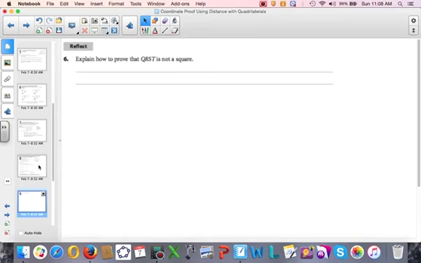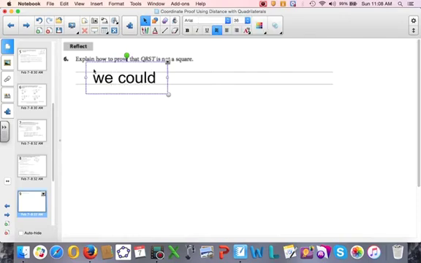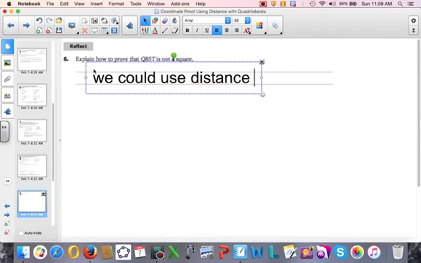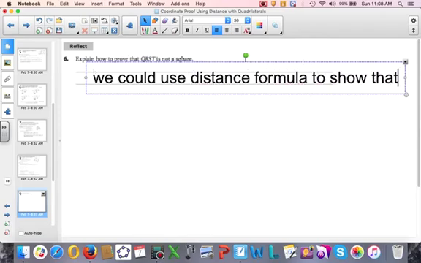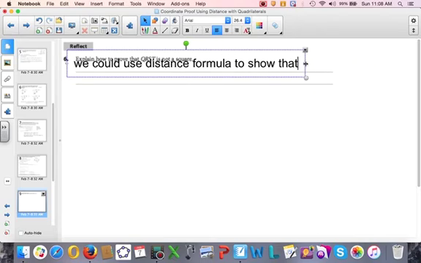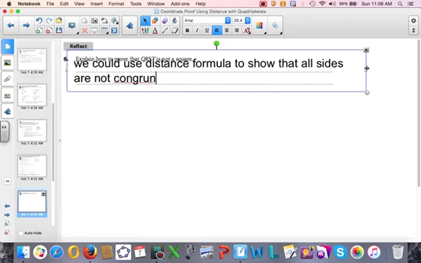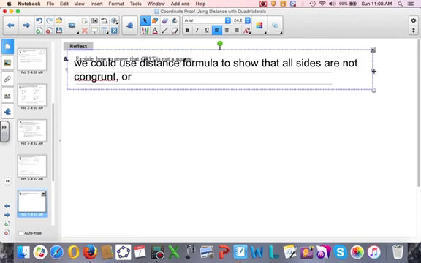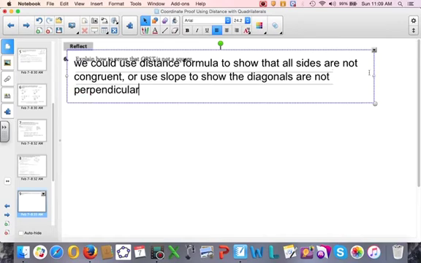How would we prove that QRST is not a square? We could use distance formula to show that all sides are not congruent. Or we could use slope to show that the diagonals are not perpendicular.